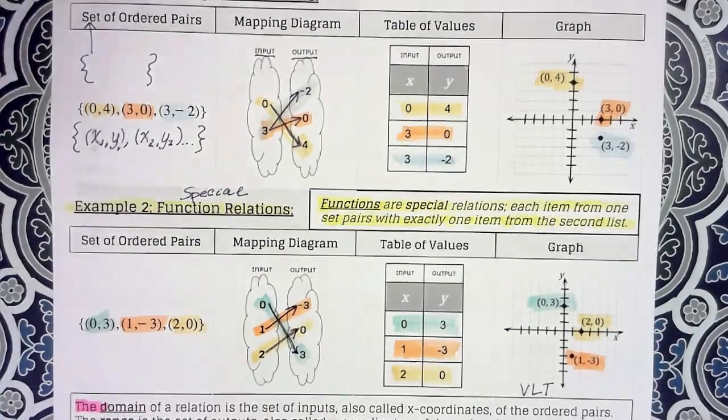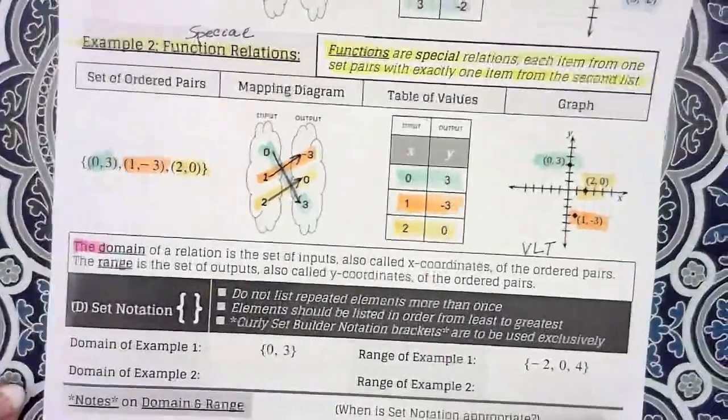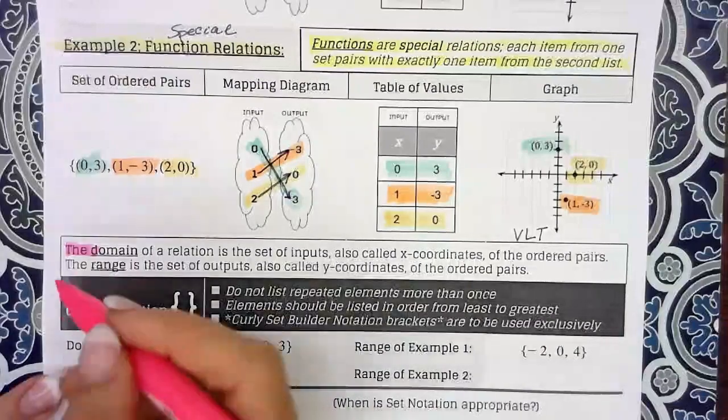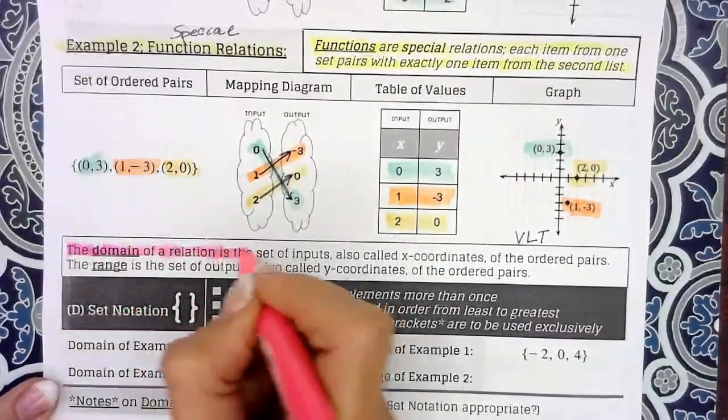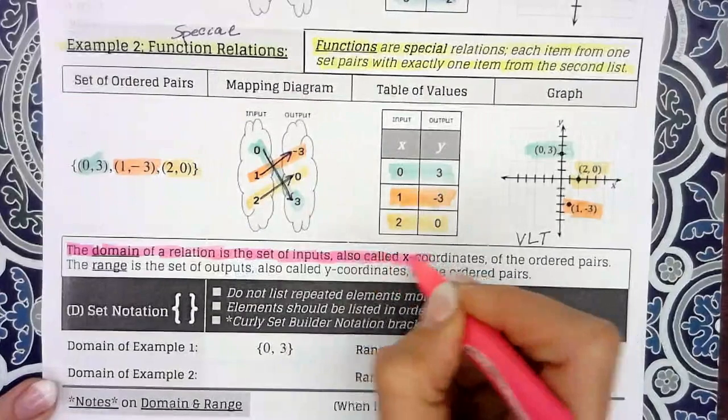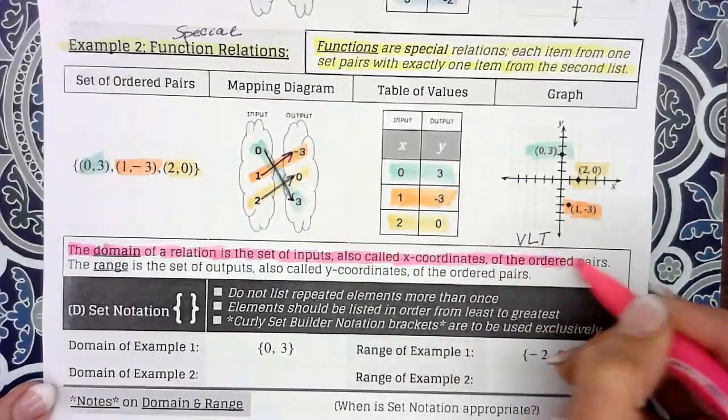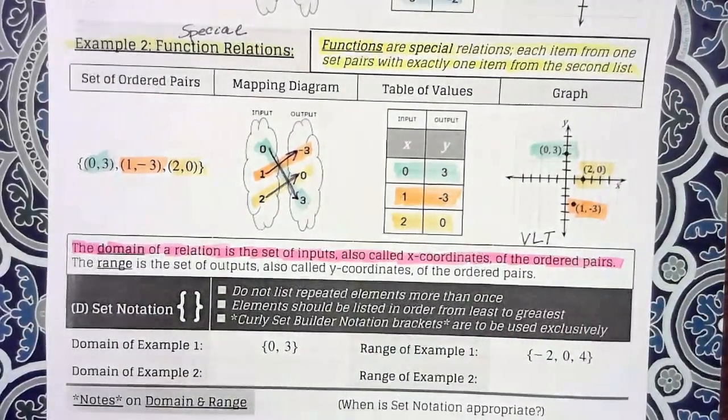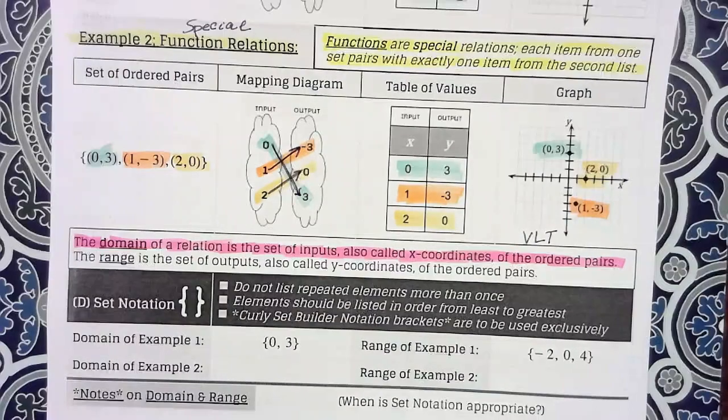So what can we talk about? I'm just going to lift this up. We're going to do examples. I'm just kind of powering through these definitions. The domain of a relation is the set of inputs, also called x-coordinates, of the ordered pairs. If this is news to you, then you haven't been paying very close attention.